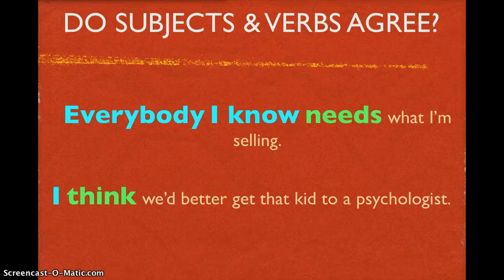Be careful. Remember what we learned about everybody, anyone, everyone, no one. These sound like lots of people, but they're actually one group. Everybody I know is one group that includes lots of people and includes everyone I know. But when I talk about everyone I know, I'm talking about a collective, a group. So in this case, it's singular. Everybody I know is actually singular.